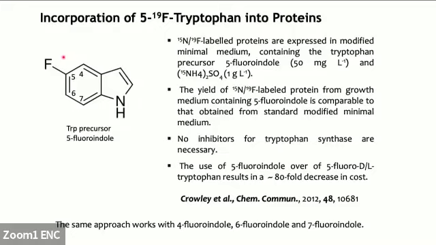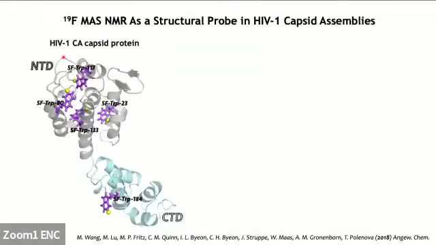To put in fluorotryptophans, you can use fluoroindole precursors, and he developed it for 5-fluorotryptophan. You can do it also for 4, 6, and 7-fluoroindole precursors. You get high yields, and you can also introduce carbon and nitrogen isotopes as well. All right, so to see what we get, we started this work using a system that my lab has studied for over a decade now, the HIV-1 capsid protein assemblies.